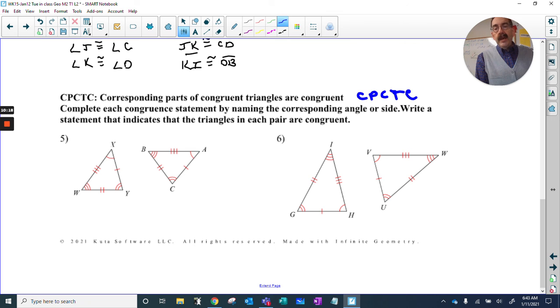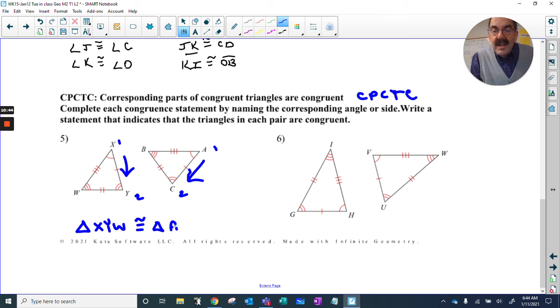A goes to X, AC goes to XY, C goes to Y. So 1, 1, 2, 2, goes in this direction, goes in this direction. All we have to do is write out that triangle XYW is congruent to ACV. Okay, so we do. You do. Give this a try.